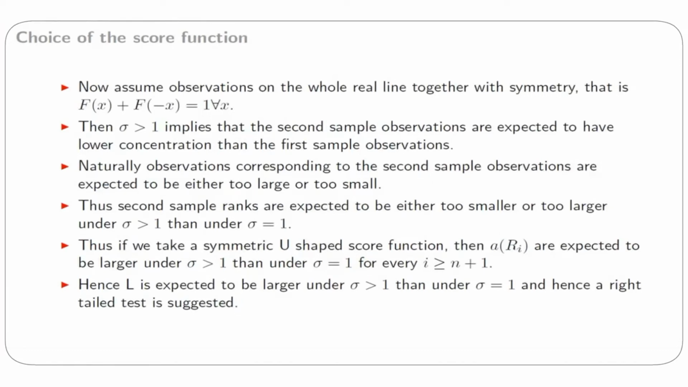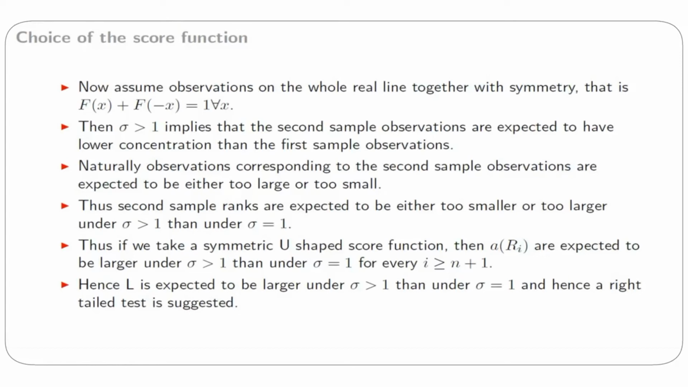Now we shall discuss the choice of score function. Now assume observations on the whole real line together with symmetry, that is F(x) plus F(minus x) equal to 1 for all x. Then sigma greater than 1 implies that the second sample observations are expected to have lower concentration than the first sample observations. Naturally, observations corresponding to the second sample are expected to be either too large or too small. Thus, second sample ranks are expected to be either too small or too large under sigma greater than 1 than under sigma equal to 1. Thus, if we take a symmetric U-shaped score function, then a(R_i) are expected to be larger under sigma greater than 1 than under sigma equal to 1 for every i.